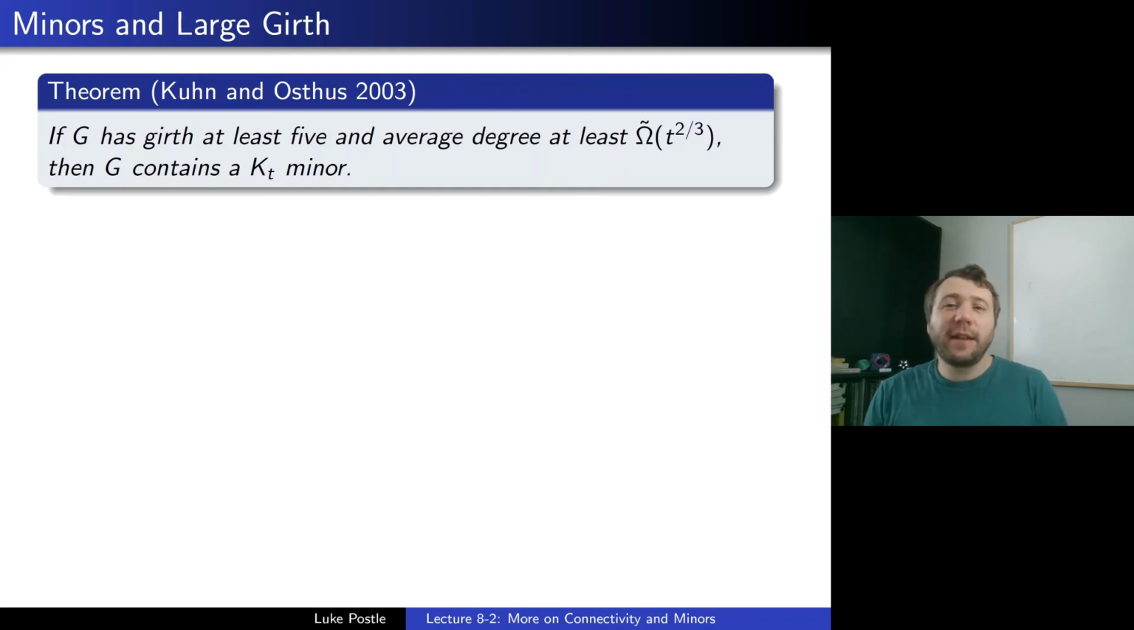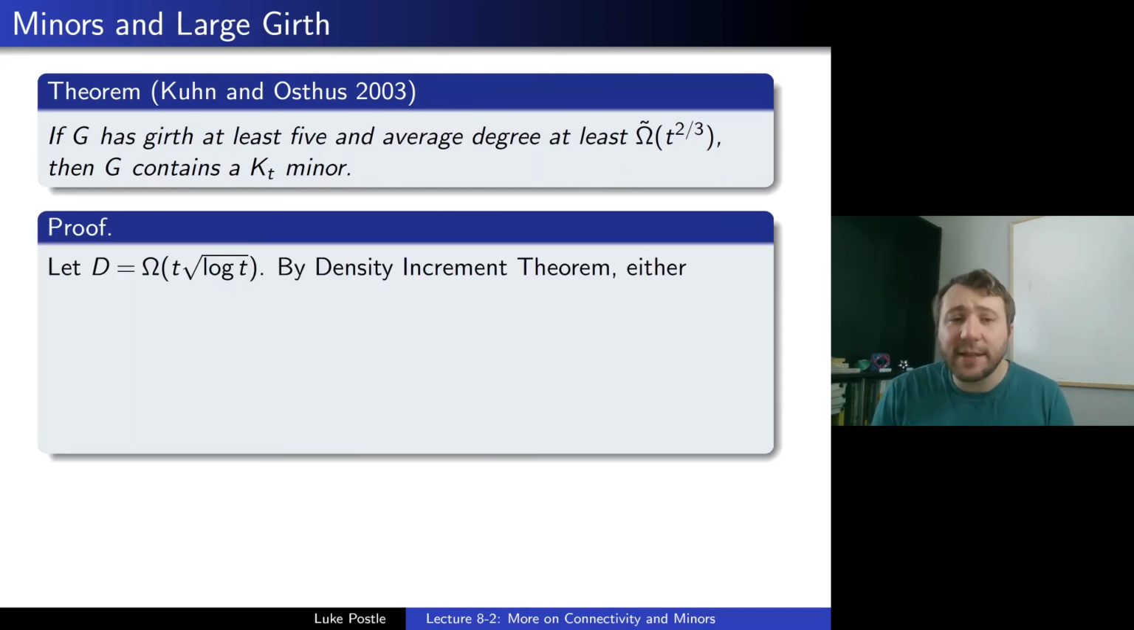So now that's quite nice. You need a much lower average degree if you impose the girth at least 5 condition. And their proof, which I won't go through, is not too long, maybe a page or two, and uses some nice random ideas. But I'll relate this back to the density increment theorem from the last slide, because it actually follows from that.